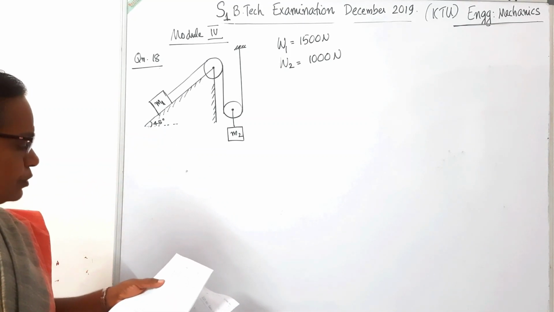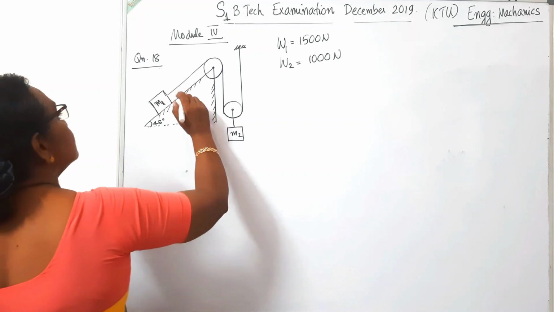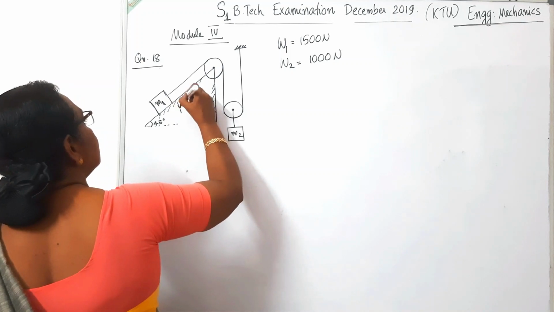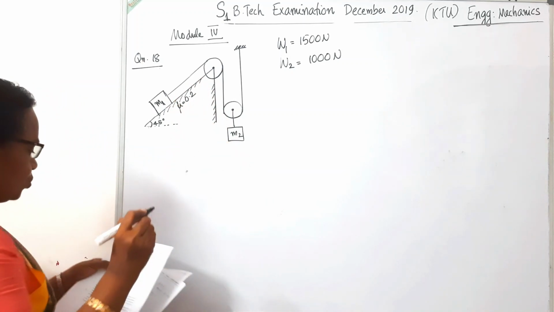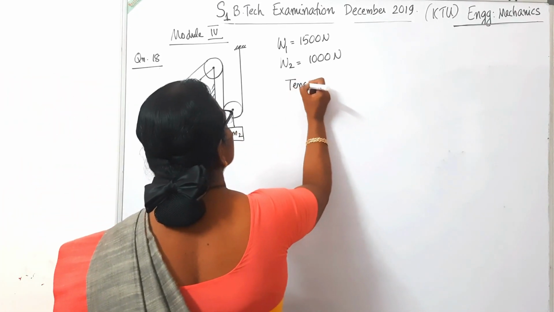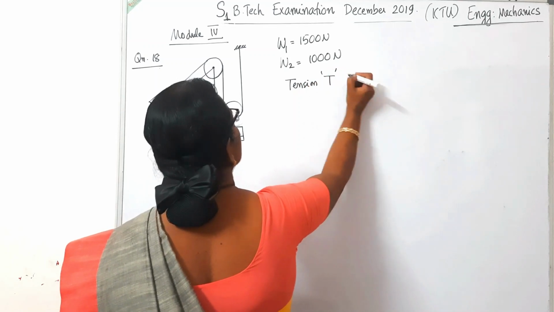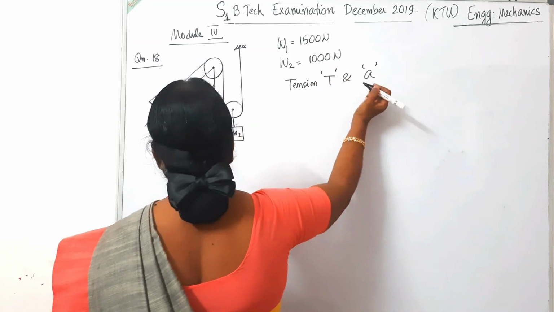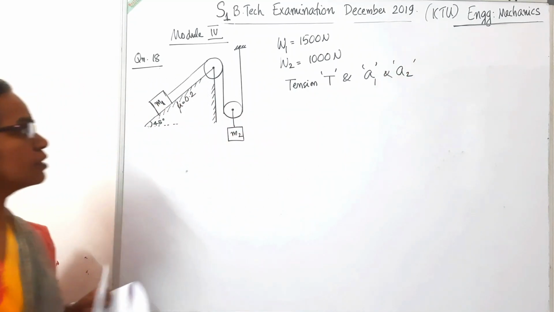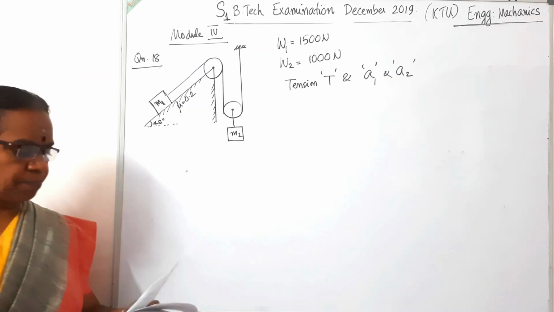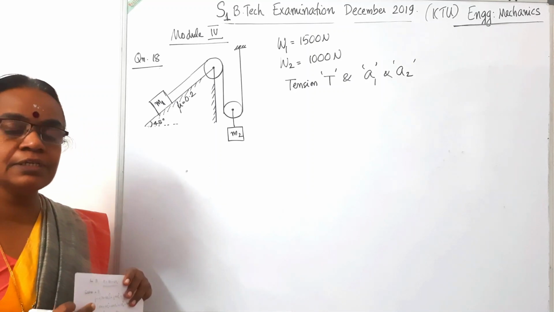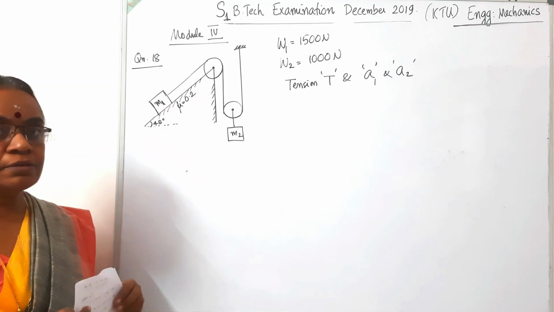You are asked to find the coefficient of friction. So this is a rough plane. So the coefficient of friction in this plane, mu, is given as 0.2. You are asked to find out the tension in the string, T, and acceleration of the blocks, a1 as well as a2. Find the acceleration of the two blocks and the tension in the string. So let us start. For such kind of examples, we have to consider each body separately.